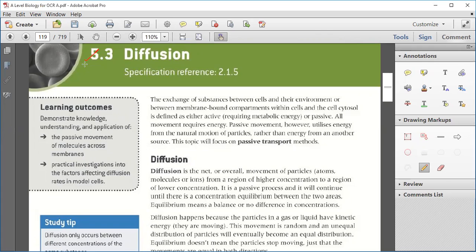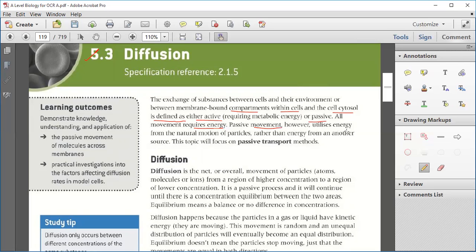The exchange of substances between cells and their environment, or between the membrane-bound compartments within the cell and the cytosol, is defined as either active or passive. Active means requiring metabolic activity, while passive does not require metabolic activity. All the movement requires some energy.